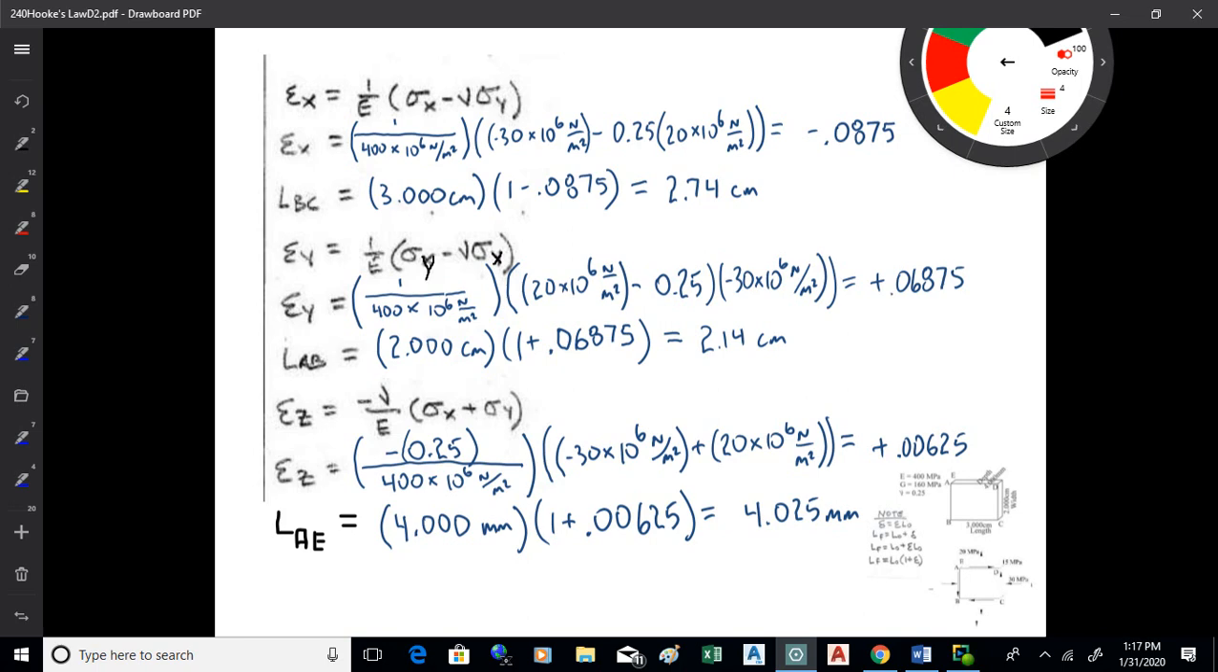All right. So that's basically how we're going to predict these deformed lengths here, okay? You got any questions on that?